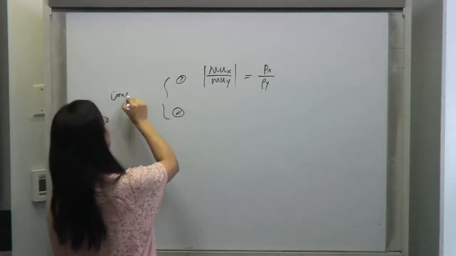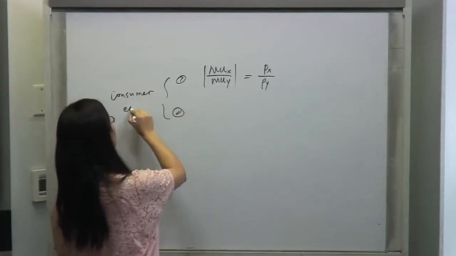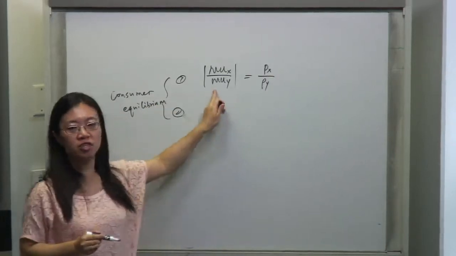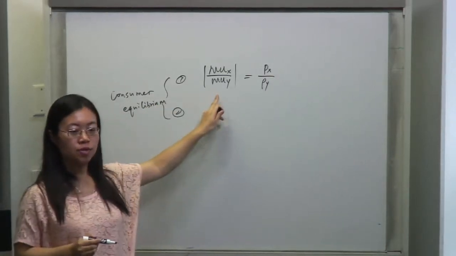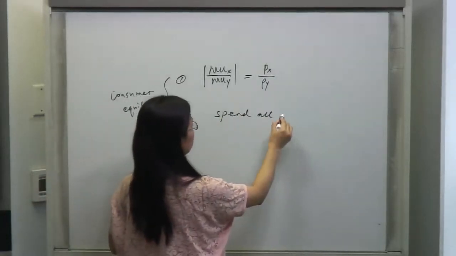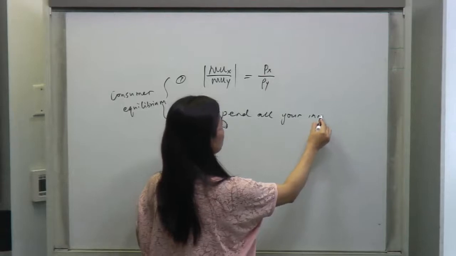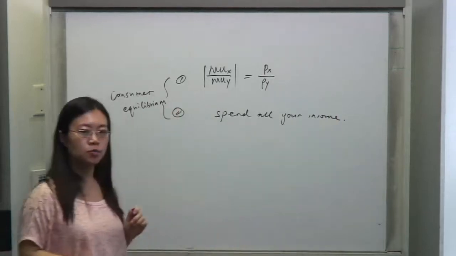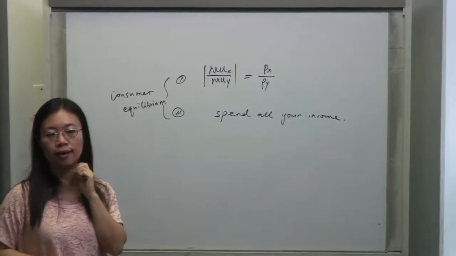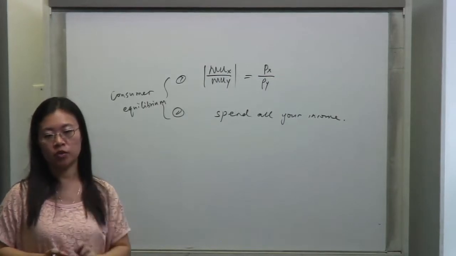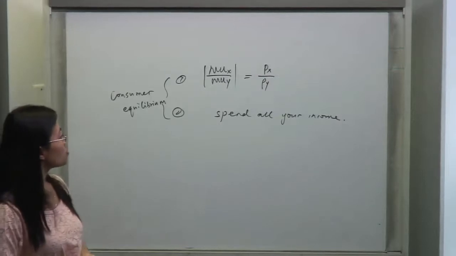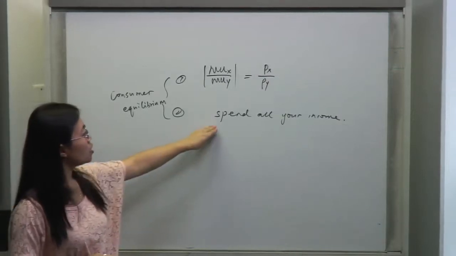What is the other condition? This is not enough. We discussed this. Spend all of your money. Spend all your income. With these two conditions, we guarantee that you are choosing the best way to spend your money on these two goods.